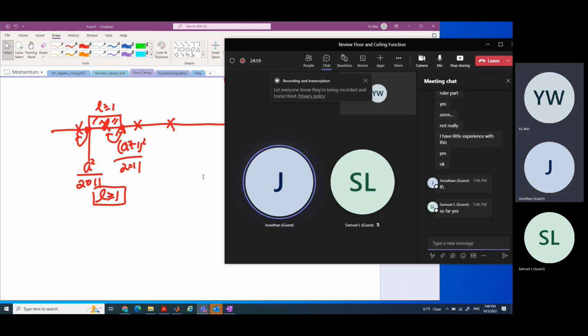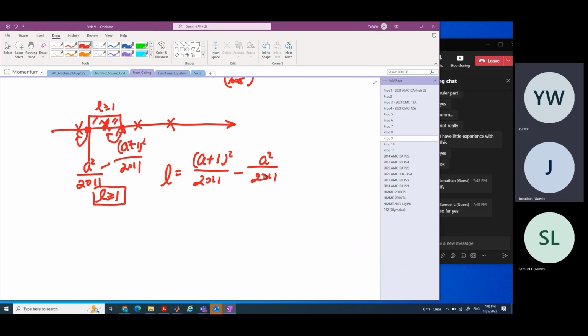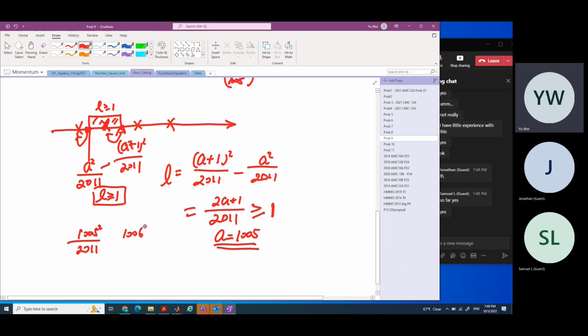Okay, so that means if we get different integers, we just need to calculate the ruler length, right? The ruler length is the difference between two consecutive numbers without taking the floor functions. That means this one is (2a+1)/2011, right? So where is the point that the ruler length is greater than 1? That means a from 1005, right? So when 1005²/2011, 1006²/2011, 1007²/2011, the length of this ruler is greater than or equal to 1, and so on and so forth, right?